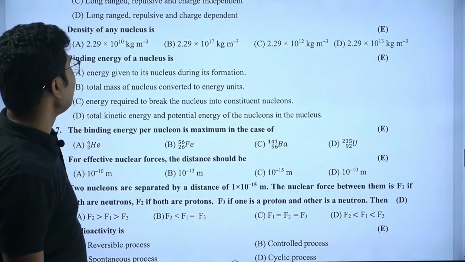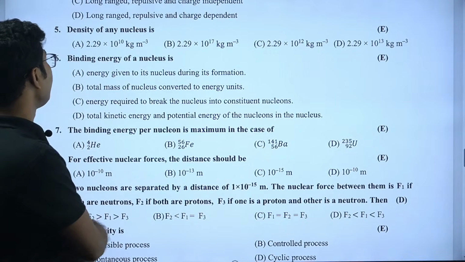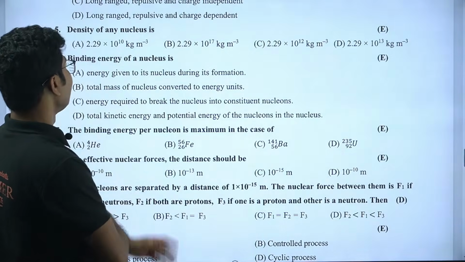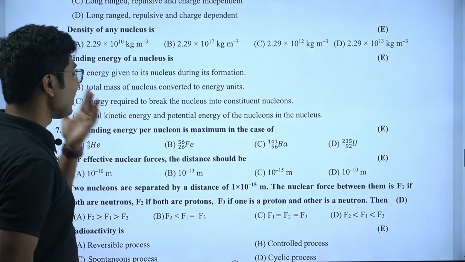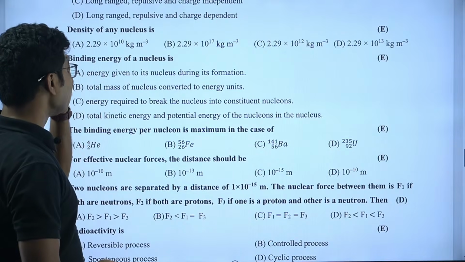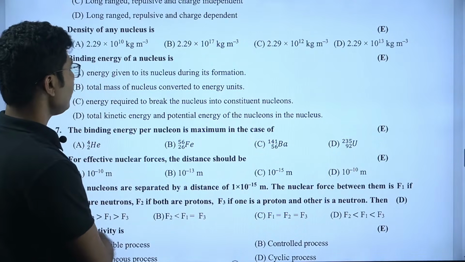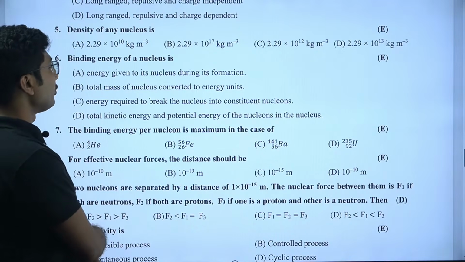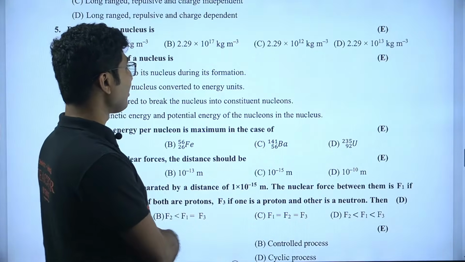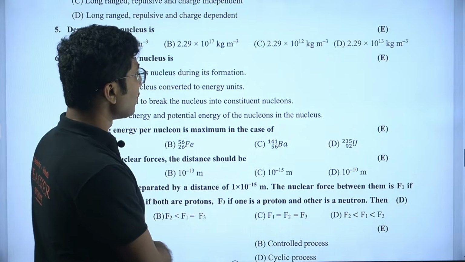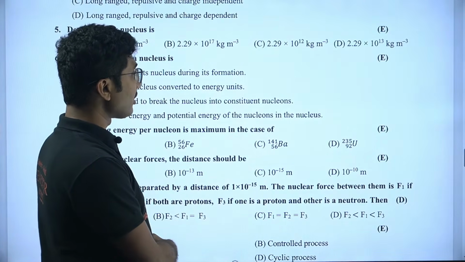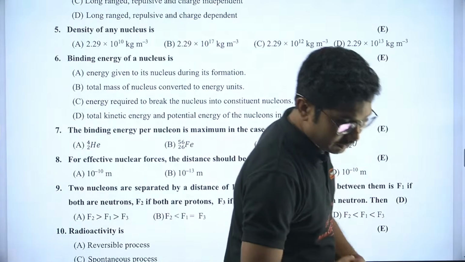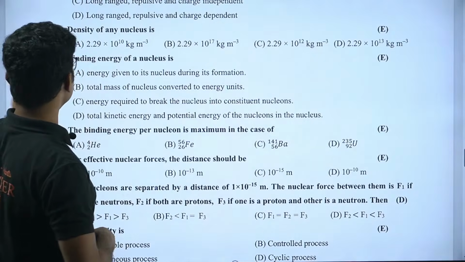Density of any nucleus is 2.29. Now I don't remember the value, so you tell me what is the answer. Density of any nucleus is a constant, and you can calculate it, but I don't remember it. The options are 2.29 into 10 to the power 10 kilogram per meter cube, 2.29 into 10 to the power 17, 2.29 into 10 to the power 12, and 2.29 into 10 to the power 13 kilogram per meter cube. So Nagaraj is saying 4A. Yes, 4A was correct.